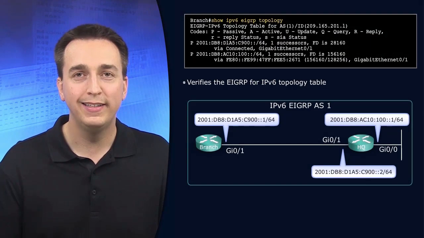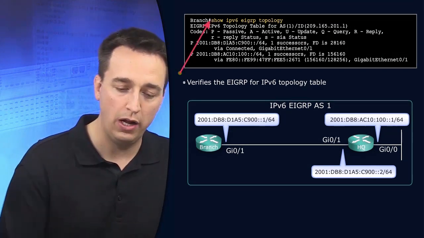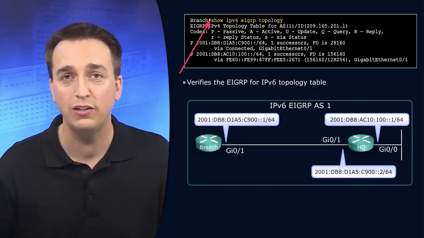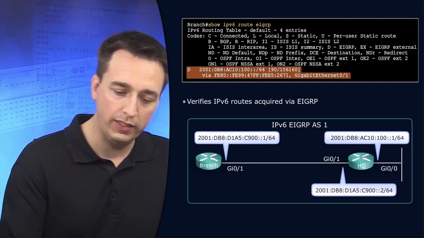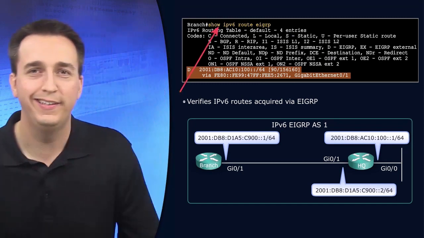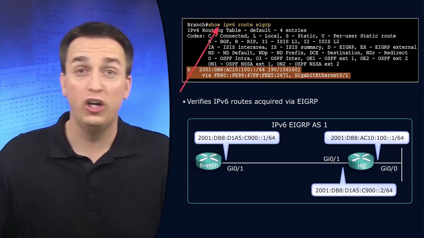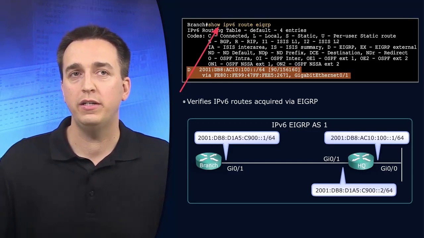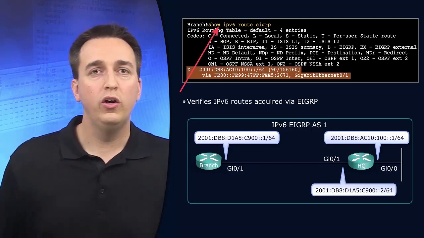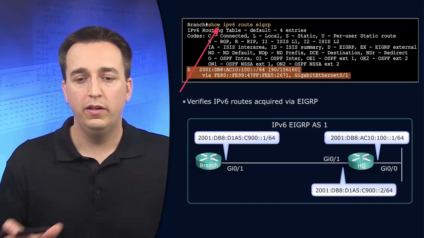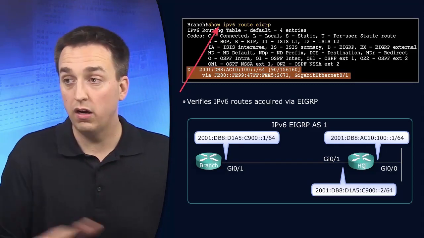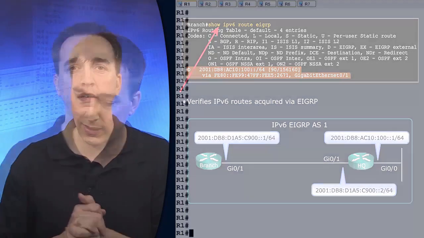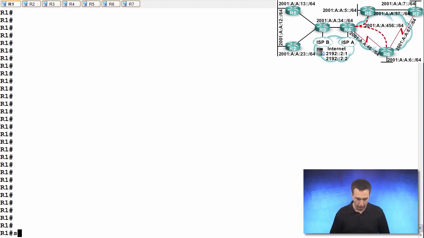Show ipv6 eigrp topology to review the output of the topology table, which contains all of the routes we have learned from our neighbors. And show ipv6 route eigrp, or just show ipv6 route to see the routing table. So there's a lot of really great show commands that were part of EIGRP for IPv4 that are part of EIGRP for IPv6. On R1, let's type in show ipv6 protocols.